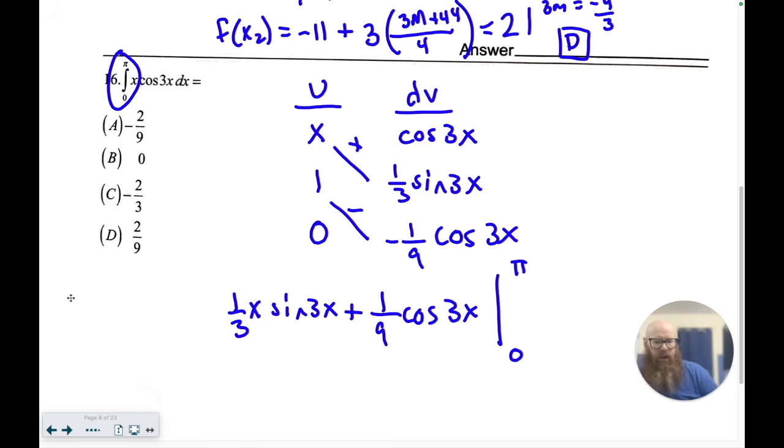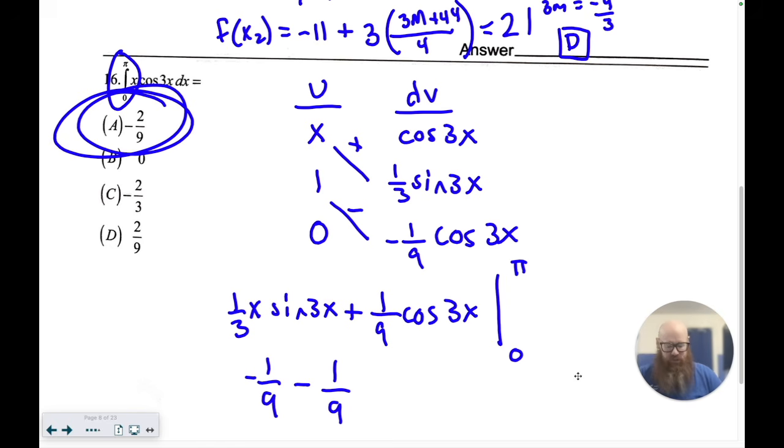So I'm going to go down here. When I sub in pi, sine of 3 pi, which is still pi, that's 0, and cosine of 3 pi is negative 1, so I get negative 1/9 for this whole thing when I plug in pi. Now 0, sine of 0 is 0. Cosine of 0 is 1. So I get 1/9, but I got to remember I'm subtracting 1/9 because it's f of b minus f of a, the fundamental theorem of calculus. So then I get negative 2/9, which is answer choice A.